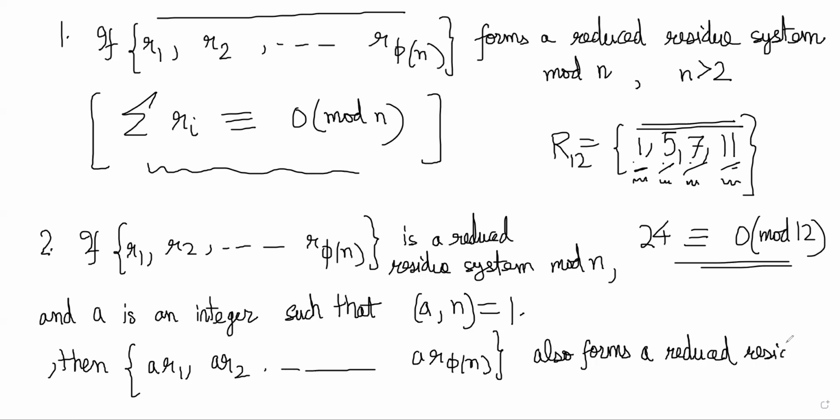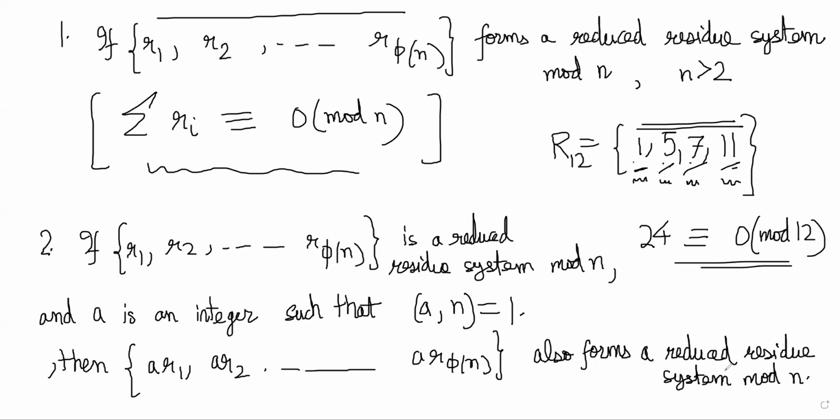So as long as you have a number a that is co-prime with n, then you can take a reduced residue system mod n and multiply each of those residues with a, and you'll still end up getting a reduced residue system even after that. So that is a very important property.